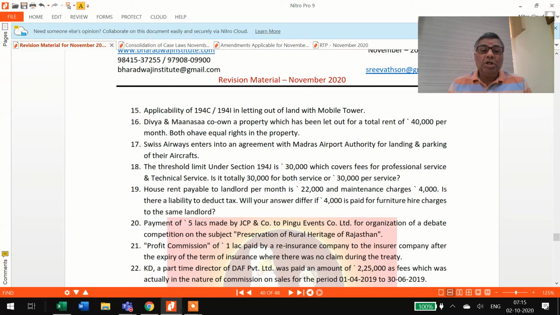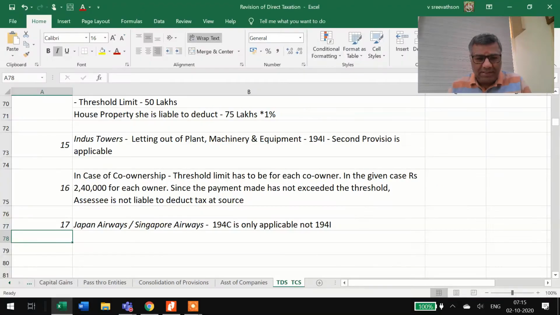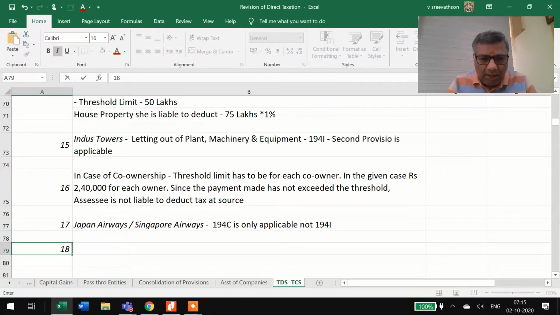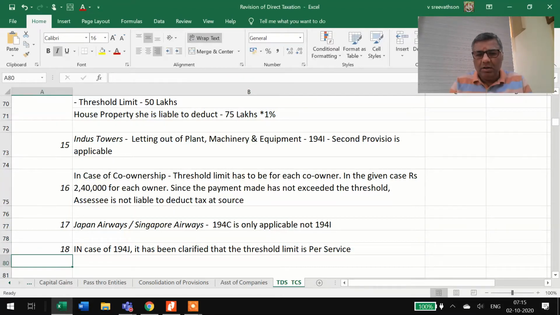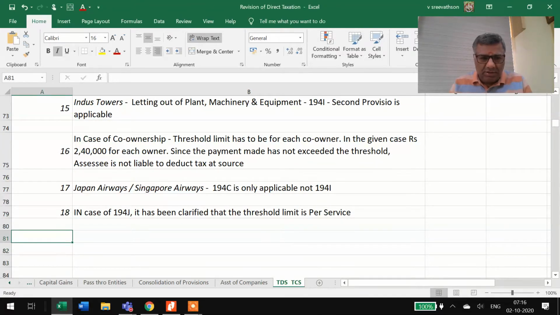18. The threshold limit under 194J is 30,000, which covers fees for professional service and technical service. Is it totally 30,000 for both or per service? Here it is per service. In case of 194J, it has been clarified that the threshold limit is per service.